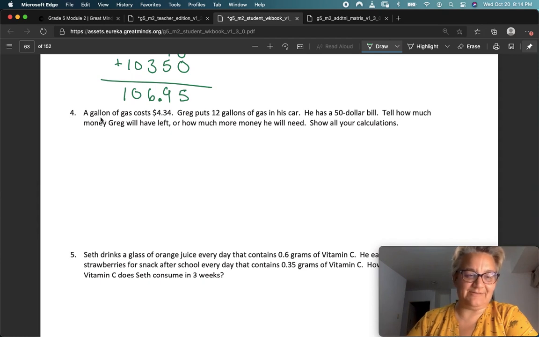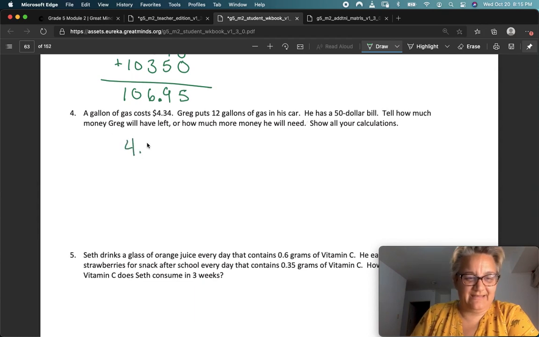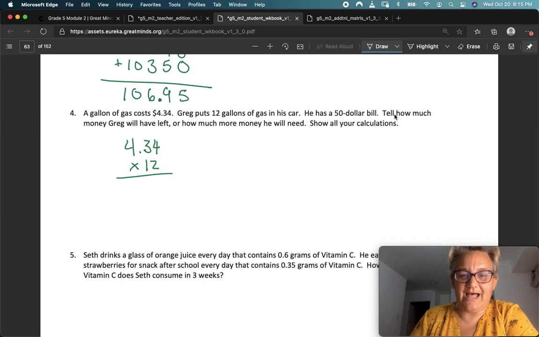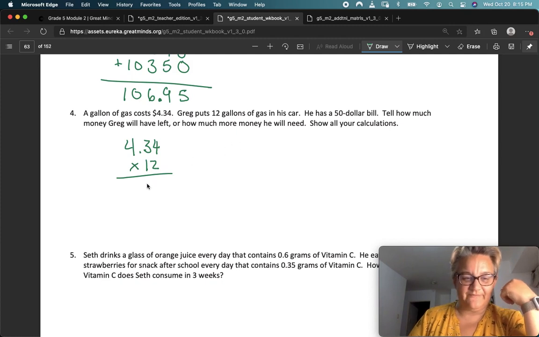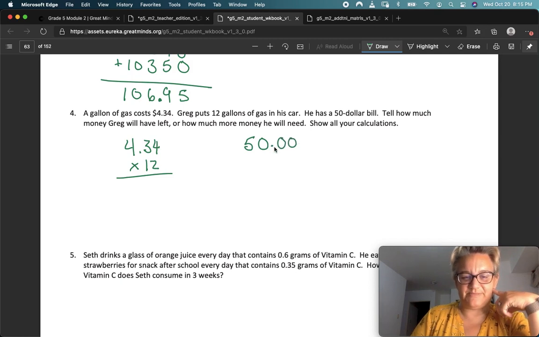La cola para gasolina. Okay, a gallon of gas costs $4.34. Greg puts 12 gallons of gas in his car. Okay, so each gallon cost $4.34, and he put 12 of them in his car. So we want to figure out how much money that cost. And then he had a $50 bill. So how much money will Greg get back, right? How much cambio will there be? So we're going to find whatever this answer is, and then we're going to subtract that from 50. But I'm automatically going to put in 2 zeros because we're talking about money. Okay, and then subtract whatever this answer is from here.